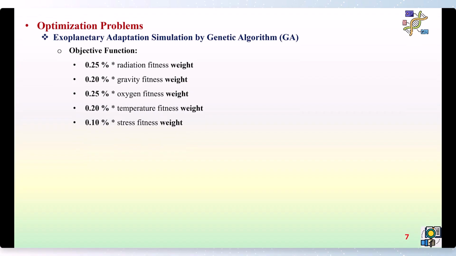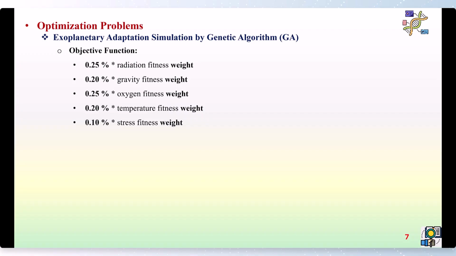Also, for each feature of radiation, fitness, gravity, oxygen, temperature, and stress, we consider different weights. So for radiation and oxygen, we consider higher fitness weight, as they are more important. For temperature and gravity, we consider about 20%, and for stress, we consider just 10%.